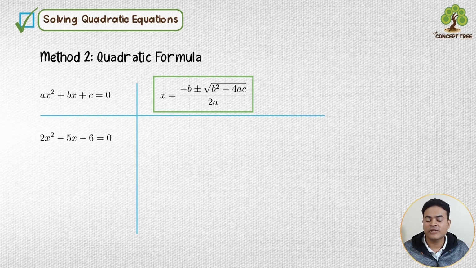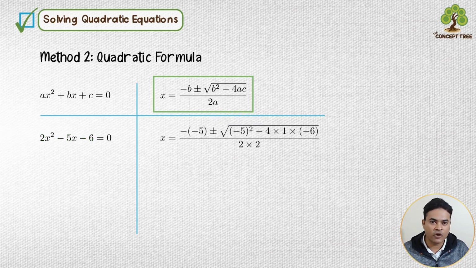So we have an equation 2x² − 5x − 6 = 0, where a is 2, b is −5, and c is −6. So we substitute these a, b, c into the formula, we solve it, and we get x equal to 5 plus or minus the square root of 73, whole divided by 4.